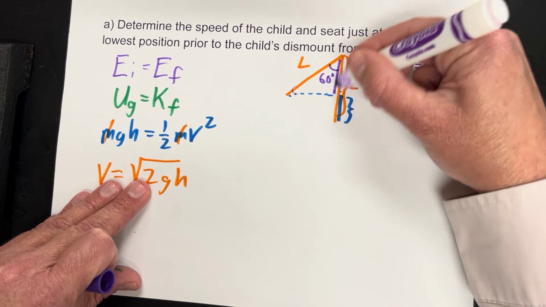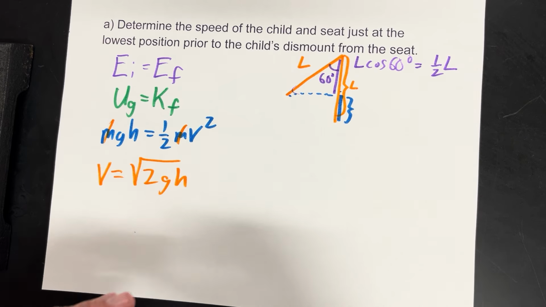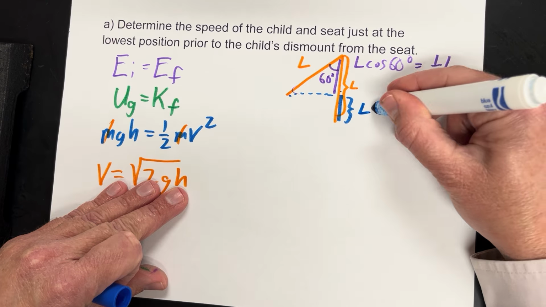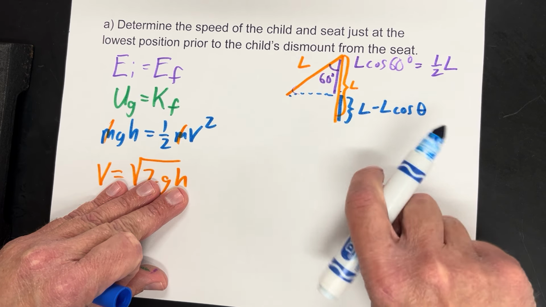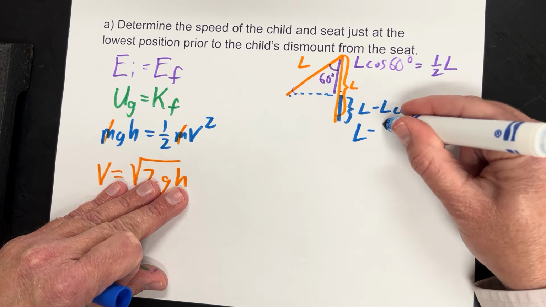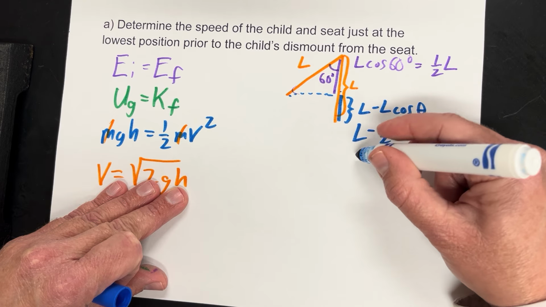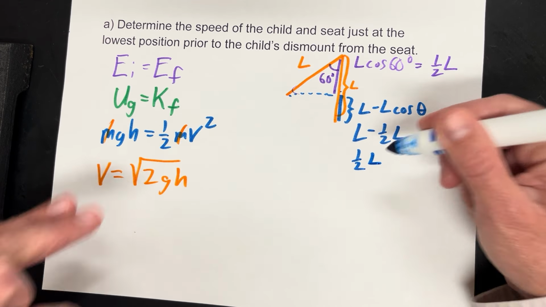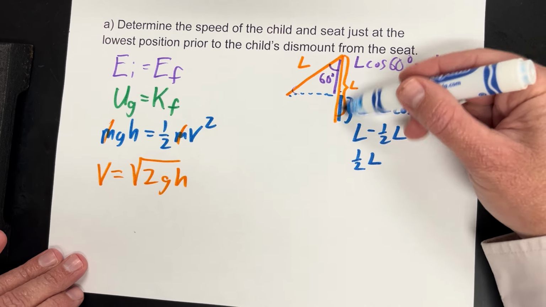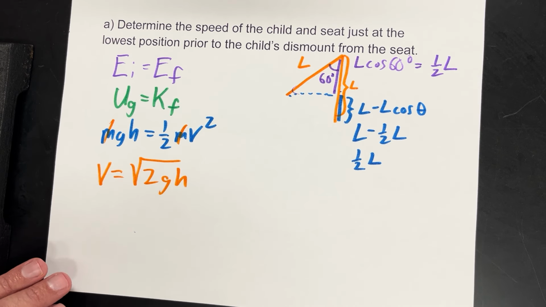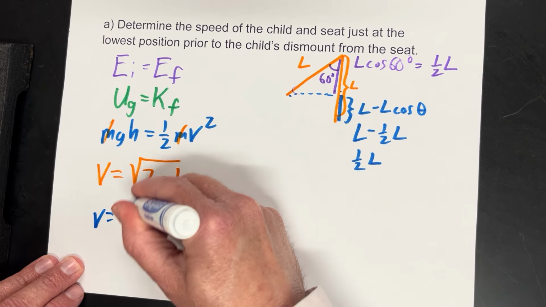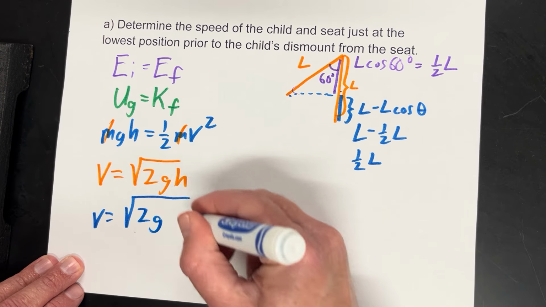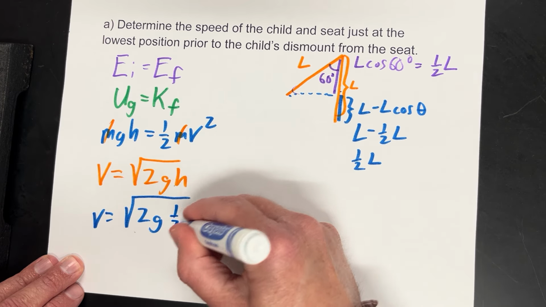So this is 1/2 L, which means that technically to get this side right here, we would have to take L minus L cosine of the angle, but this is just going to be L minus 1/2 L in this case, and so we just wind up with 1/2 L. And so our height right here is half of the length of the string. So now we've got to plug it into here. So velocity is equal to the square root of 2 times g, and our height is 1/2 L.